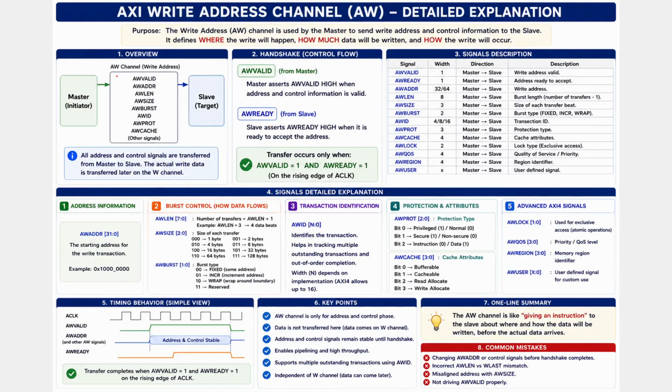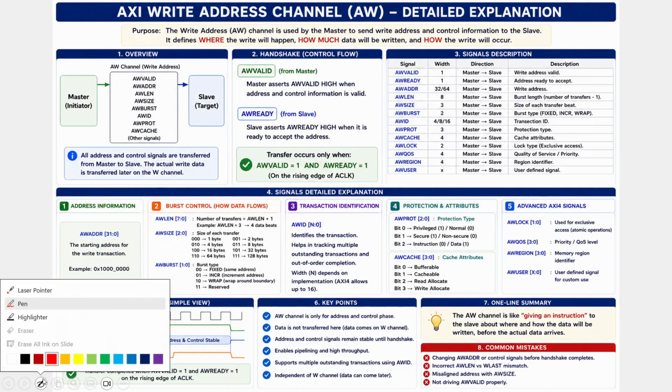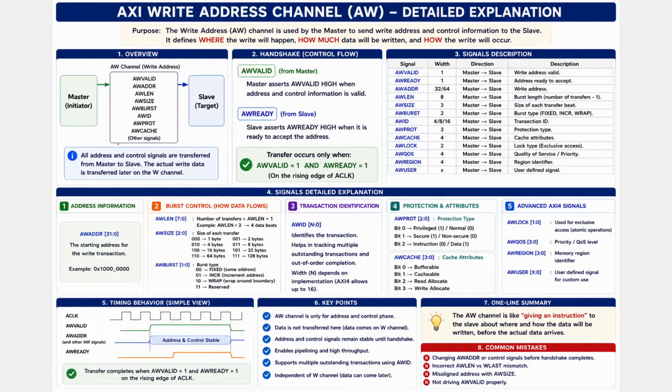So the write address channel goes from master to slave, transferring the control information. Here we can see the different signals. Handshake signals are common for every channel: valid and ready. So there is a write address valid and a write address ready signal. After that, these are the control signals and data signals we have: address, length, burst size, burst type, and ID.